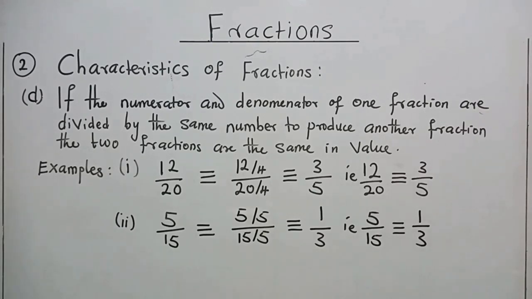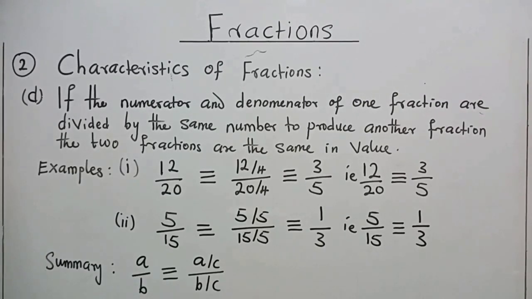Let us, like before, provide the summary in symbols of this characteristic. And here is the summary. A fraction, any fraction, a over b, is equal in value with another fraction produced from it by means of division by the same number c. That is, a over b is equal in value with a divided by c over b divided by c.